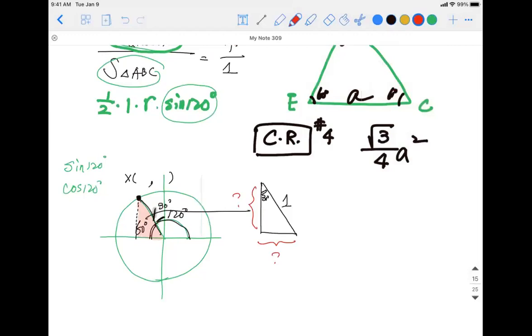Who can tell me, if you have a 30-60-90 degree triangle and the hypotenuse is already given to you, how can you determine the value of the two legs? I'll give you guys 30 seconds. You can let me know how you can do that.